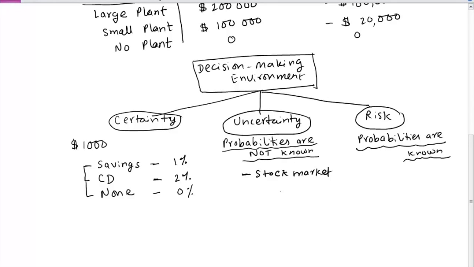However, there are situations where probabilities are known. For example, if you take a die, as you know, a die has 6 sides. What is the chance that if I throw a die we get a value of 3? Because it has 6 sides, the probability is 1 by 6.